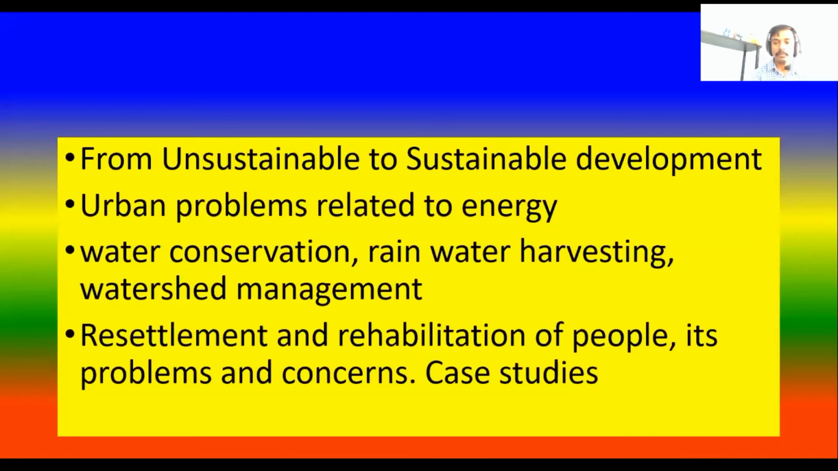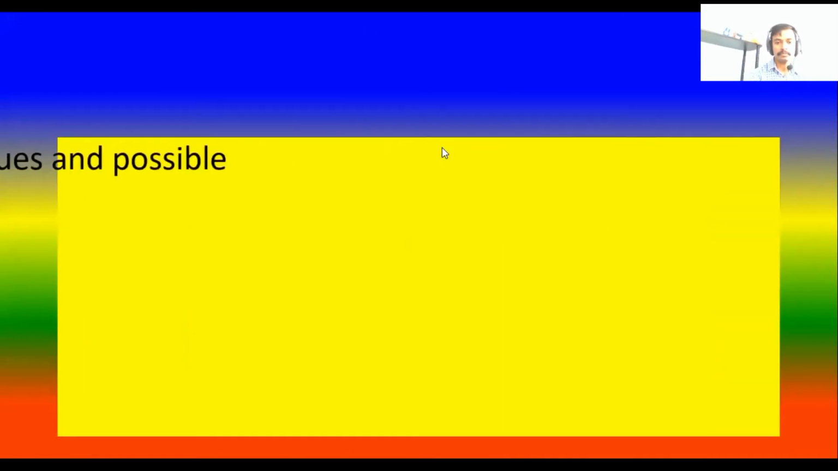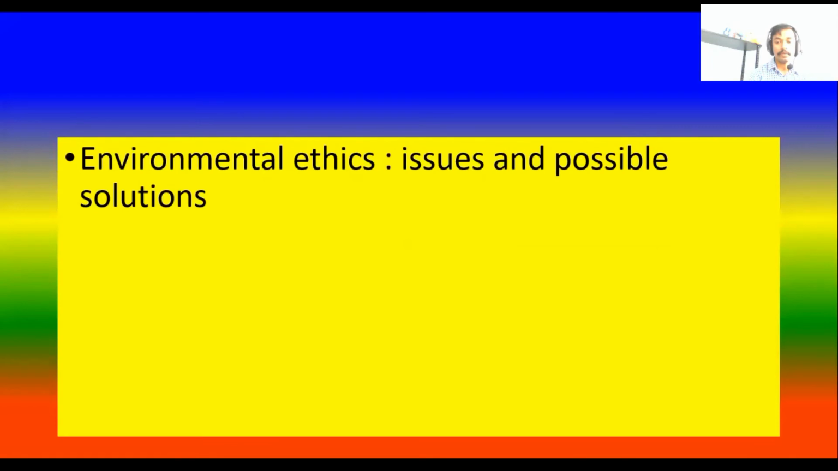So this is another problem. For example, in the modern developed world, the industrialized society, nature was destroyed. Settlement, people living in a particular area, the resettlement due to industrial development and growth. Next, environmental ethics, issues and possible solutions.